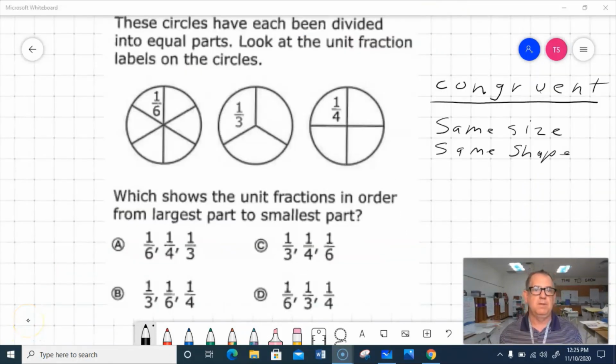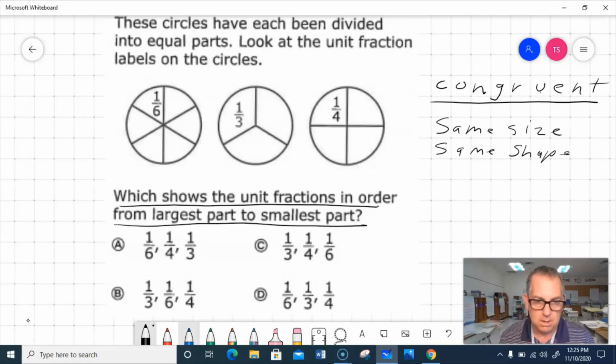Okay, let's look at our next problem. It says these circles have been divided into equal parts. Look at the unit fractions labeled on the circle. And the question is, which shows the unit fractions in order from largest part to smallest part? So I'm going to underline that, that's really important. That's what I need to be able to answer. And I'm going to circle this part, largest part to smallest part.